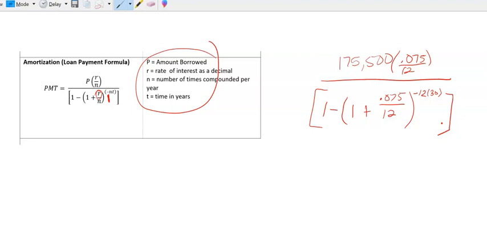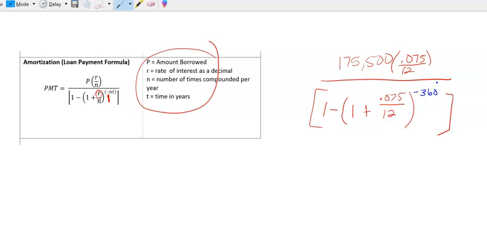Now, everybody's calculator is slightly different. Everybody's comfort level with their calculators is different. If you find that when you try to type this in all at once into your calculator, you're not getting the correct answer, the first thing I would suggest you do is multiply the values in the exponent together, so negative 12 times 30, and then replace that value with that product. So when you take negative 12 times 30, we get negative 360, and enter that instead.